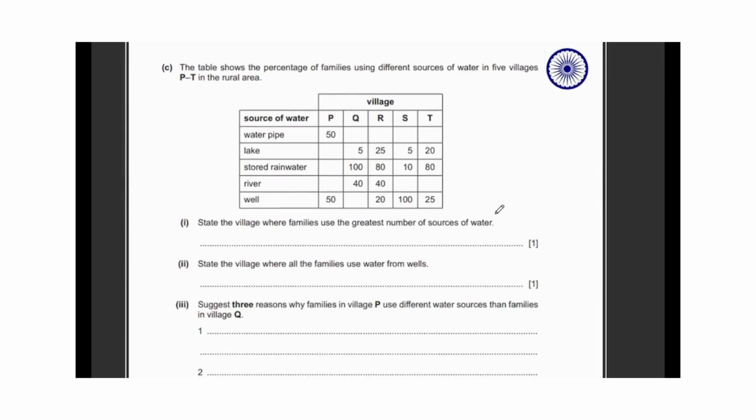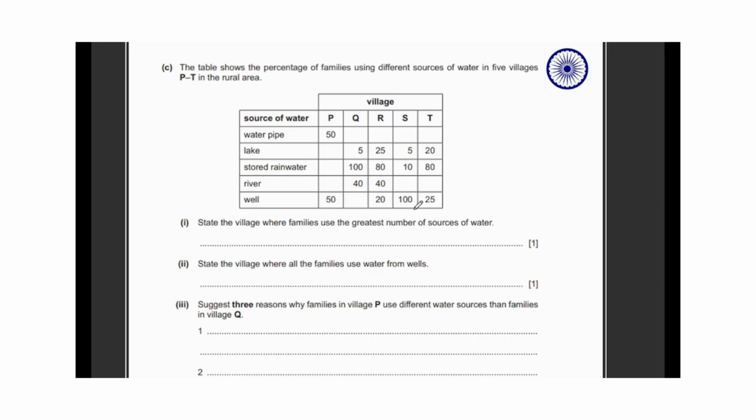Next one, the table shows the percentage of families using different sources of water in 5 villages. P to T are the 5 villages, with some names of the village, in the rural area. For source of water, water pipe is only 50 for the P village. The rest do not have the water pipe. Lake, most of them are using, the villages like Q, R, S and T. Stored rain water, again most of them here. River water is available only for Q and R village, whereas well is available for P, R, S and T.